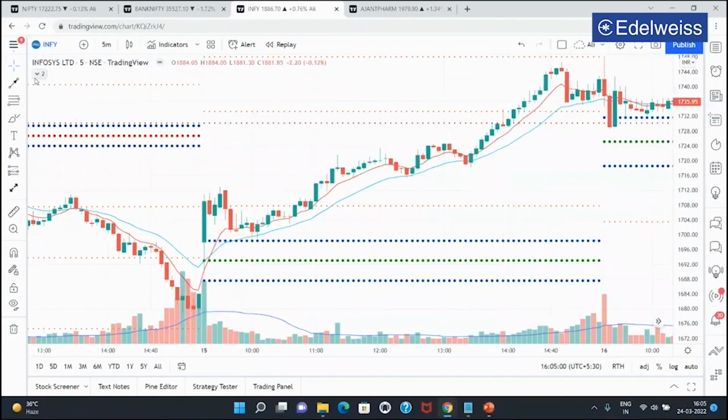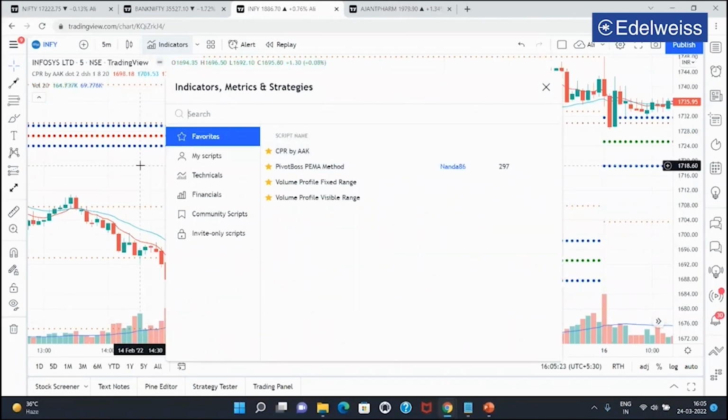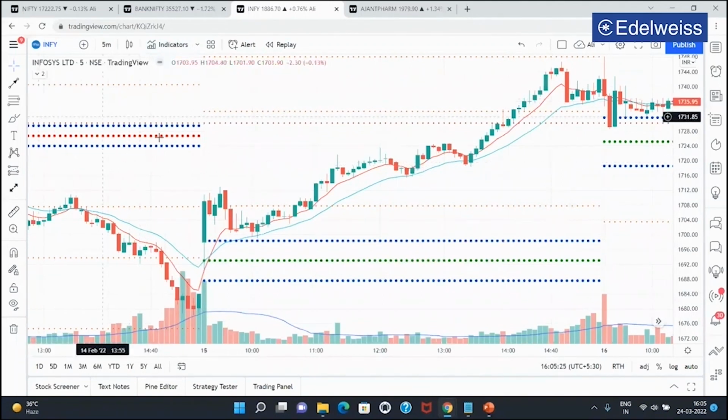Okay, so this is a CPR that has been programmed, or you can say coded, in my name, CPR by AAK, Ahmad Ali Khan. You can search in the indicator section of tradingview.com. This is a page of tradingview.com, so you can go and search CPR by AAK. And how to plot this CPR? Well, you can just search my YouTube channel, Ahmad Ali Khan Nifty Technicals, and you will see there is a video on how to plot CPR in TradingView.